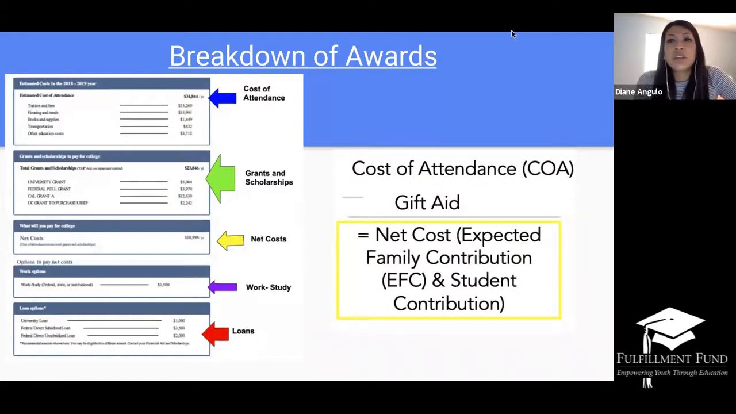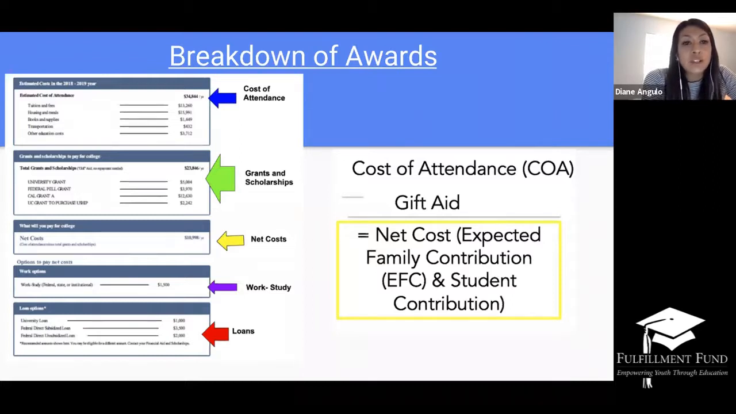Okay, so let's go ahead and talk about the breakdown of awards. So here's another sample award letter. This is how it's broken down into cost of attendance, which is tuition and fees, housing and meals, books and supplies, transportation, or other educational costs. There are also grants and scholarships. So there is the university grant, the federal Pell Grant, the Cal Grant A, and the UC grant. So this, in this case, would be an example of a UC award letter.